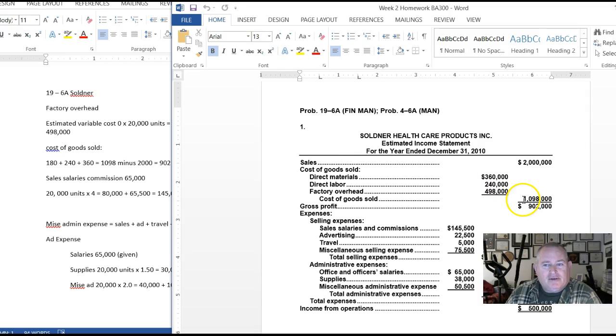Then you add those together. You come up with cost of goods sold, and you subtract that 1098 from the 2 million. That gives you 902. So that's your gross profit.